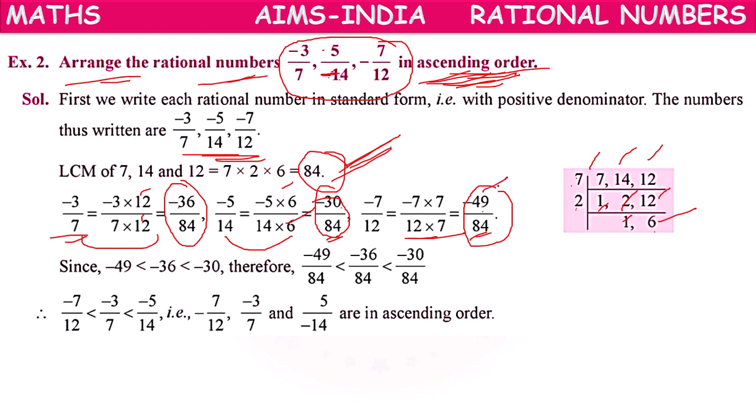In negatives, the greater will be lesser. Minus 49 is less than minus 36, which is less than minus 30. So this is the ascending order: less, more, more, the least one to the greatest. Then we can replace them with the original fractions and write them in ascending order.